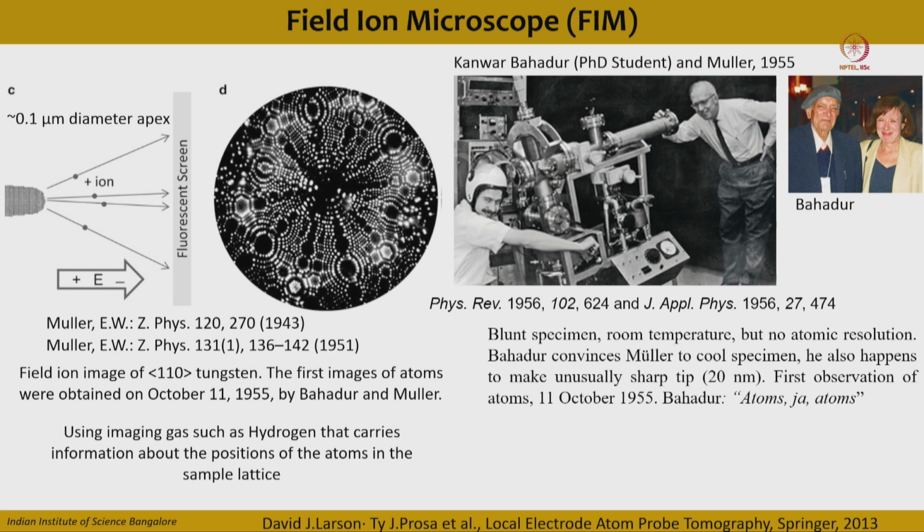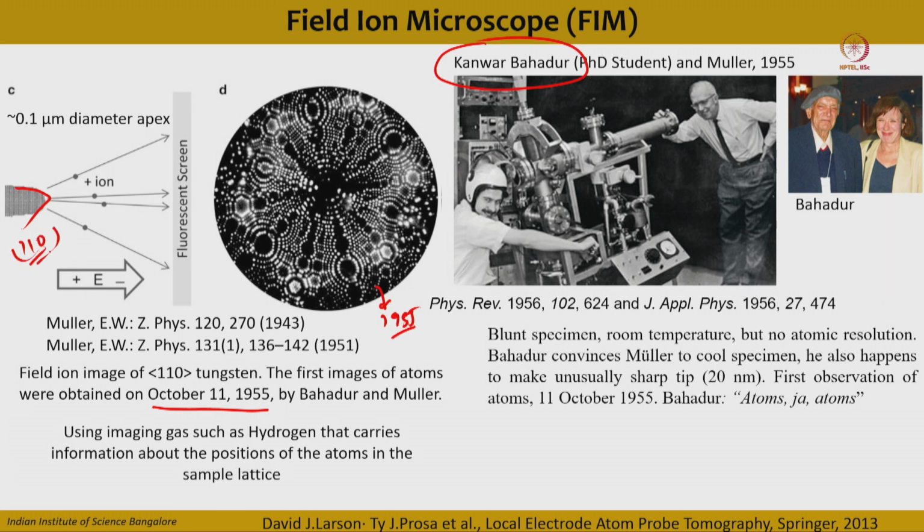Okay, so as I told you, this is how it was developed. Professor Mueller had one student who was an Indian student. His name was Kanwar Bahadur. Correct. He was a PhD student working during that time, and this was the first time the first image was recorded, in 1955. Okay, on October 11, 1955. They used a tungsten tip which is 110 oriented.